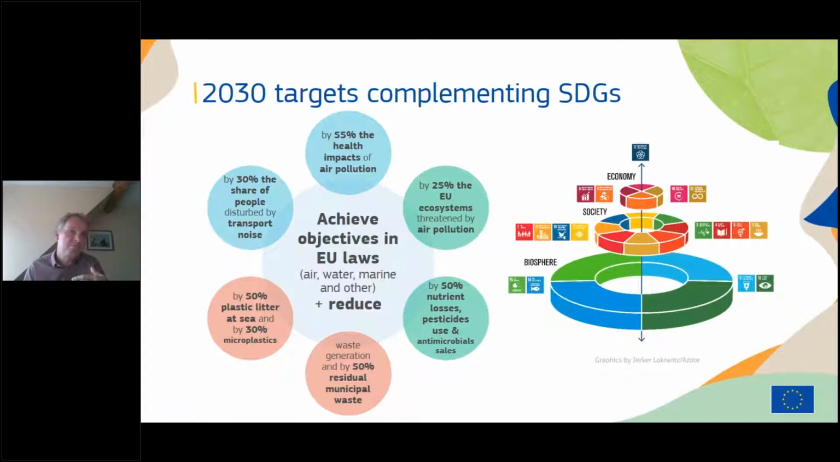And achieving objectives in EU laws is not a static thing, of course. There is continuous updating of this legislation ongoing, and I will get to that in a minute.